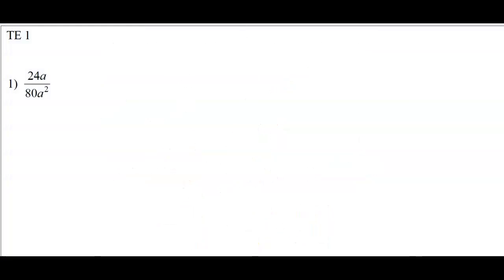So, let's go ahead and do a teacher example number 1 here. We have 24a over 80a to the second power. So what we're going to do is reduce these coefficients like we normally would. What is 24?